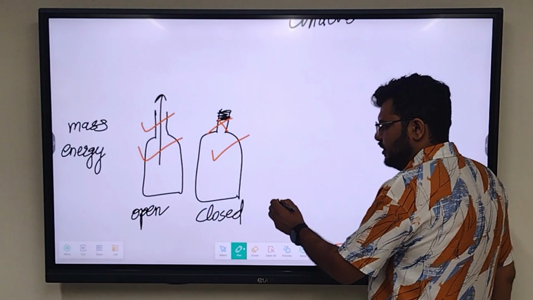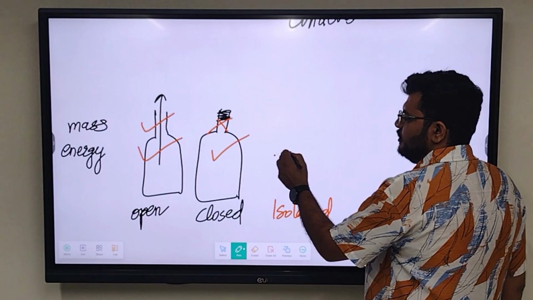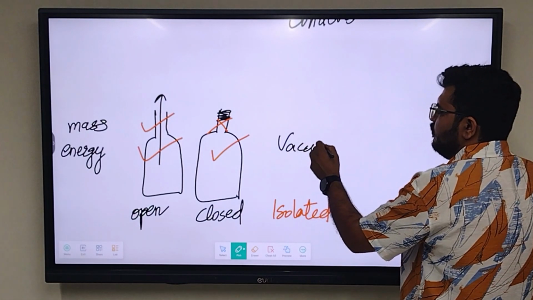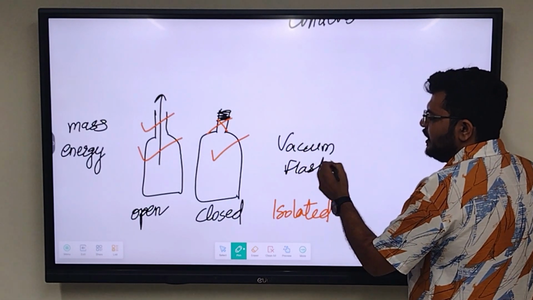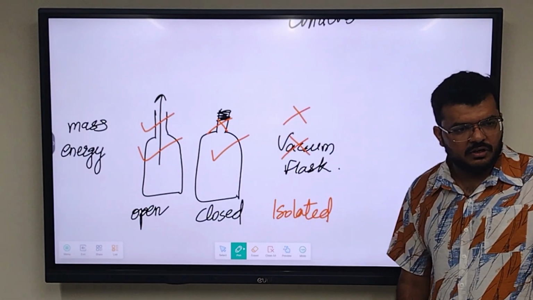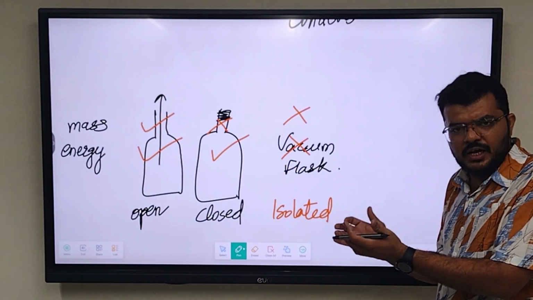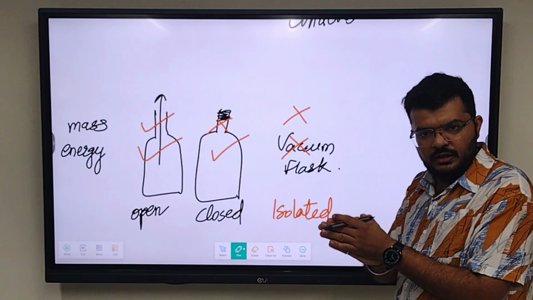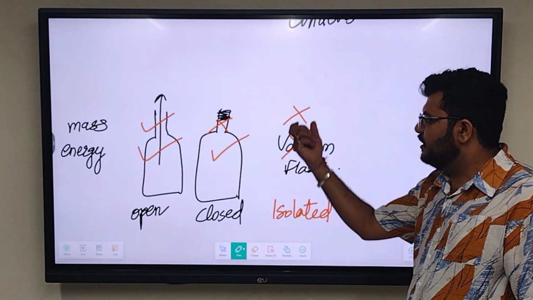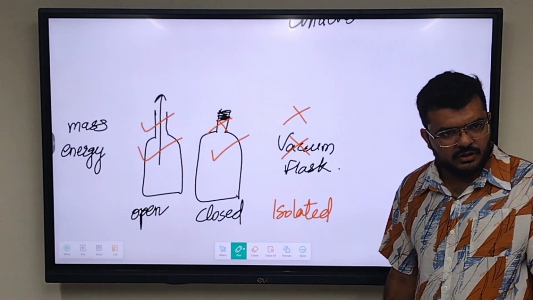What is an isolated system? Isolated system is like a thermos flask. Vacuum flask is a better word for this. What happens in a vacuum flask? Neither the energy nor mass can flow in and out. Which is how we have understood this in physics. That this is how a vacuum flask is able to keep a hot liquid hot and a cold liquid cold for extended period of time. Because it does not allow energy or mass to transfer. Correct? Is this understood? Right?